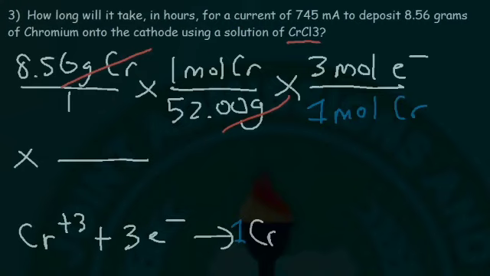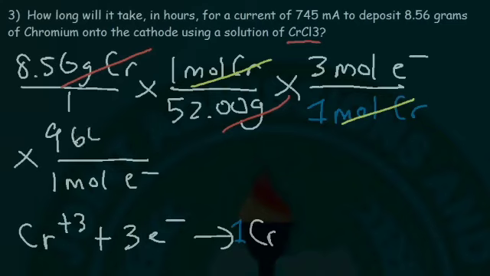So now the units moles of chromium cancel. So now we can convert moles of electrons into amps times seconds. So 1 mole of electrons is equal to 96,485 amps times seconds. Now because we're looking for time, we want to cancel not the seconds but the amps.